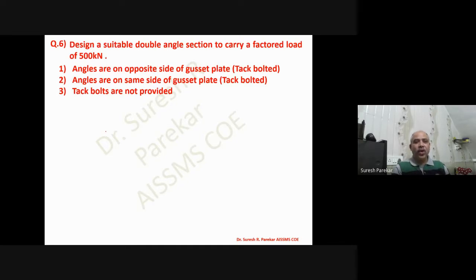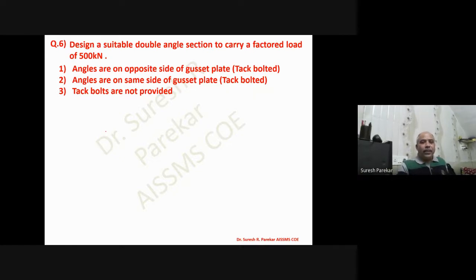carry a factored load of 500 kilonewton. And we have to go across three cases: angles on opposite sides of the gusset plate, angles on the same side of the gusset plate with tack bolting, and then tack bolts not provided. So we have to go for these three cases. In these three cases, we are going to design the angle section. Now, important, we should know how we are going to consider angles on opposite sides, how we have angles on the same side of the gusset plate, and how we have this tack bolting.